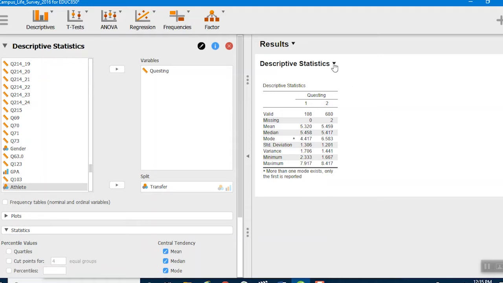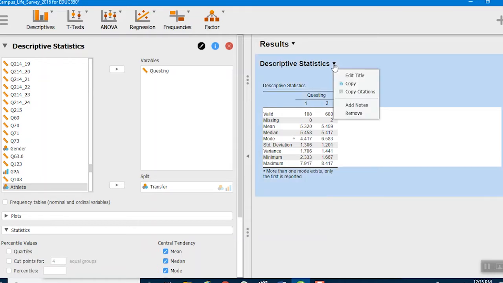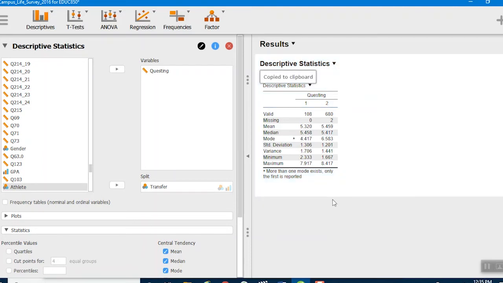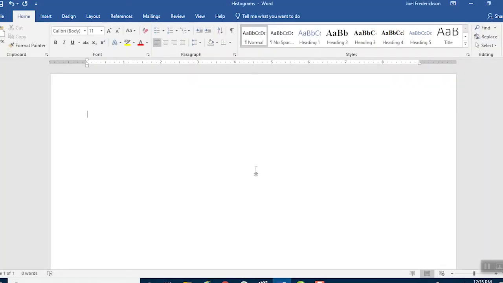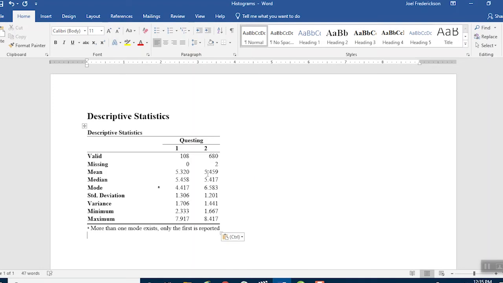Just a reminder that for your homework, if you need to get this into a Word document, we click on copy, and then we can bring up Word and just paste it right in there, and voila, we have it. We've got our descriptive statistics table right there, and right underneath that, you can write up your little analysis of the descriptive statistics. I hope that's pretty straightforward for what you need to do for your homework assignment.